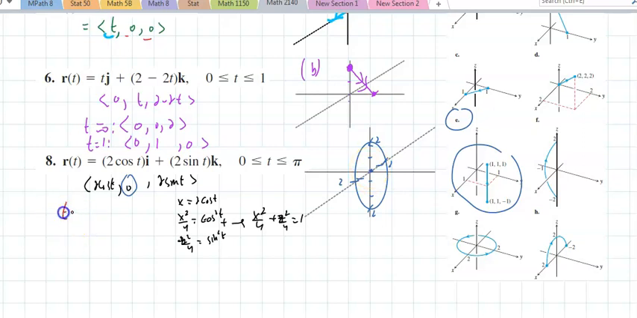But I need direction. At t equals 0, I will be at 2, 0, 0, right here. At t equals pi over 2, I would be at 0, 0, 2, I'm right here, so I trace this upper half. And at t equals pi, I would be at -2, 0, 0, negative 2, 0, 0 is right there. So I notice that I only trace the upper half of that circle.